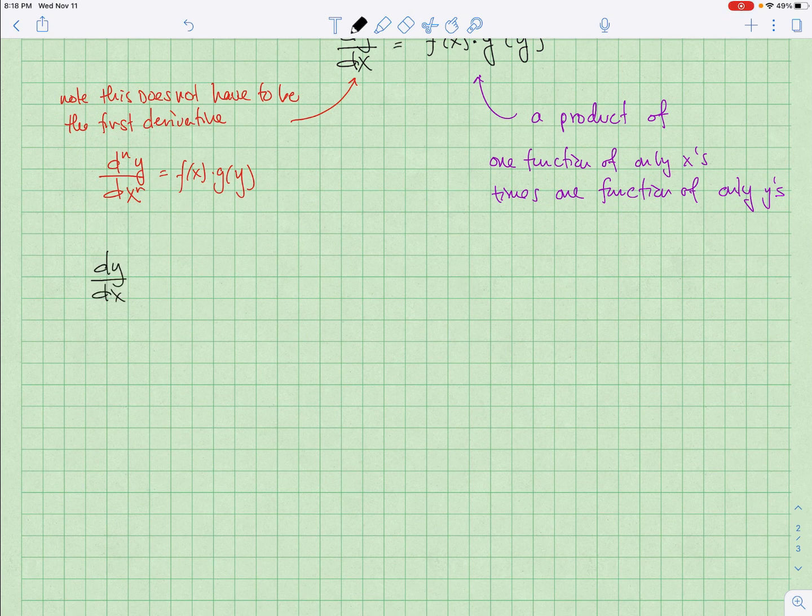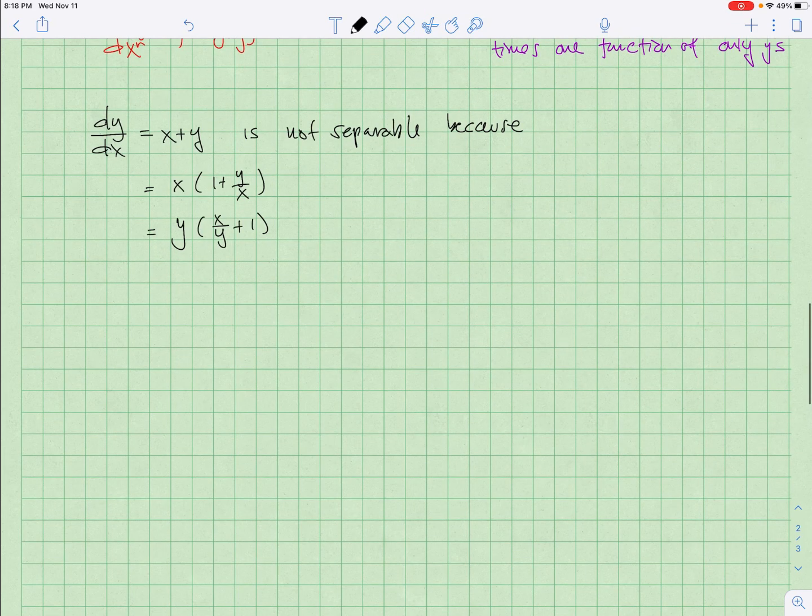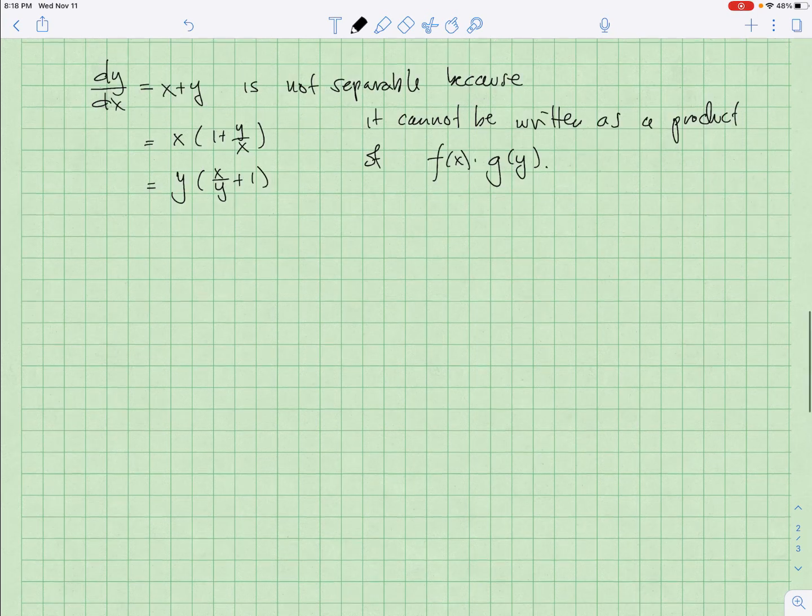dy over dx is equal to x plus y is not separable, because if we factor out an x, we get 1 plus y over x. Or if we factor out a y, we get x over y plus 1. And in either case, it cannot be written as a product of some function of x times some function of y.